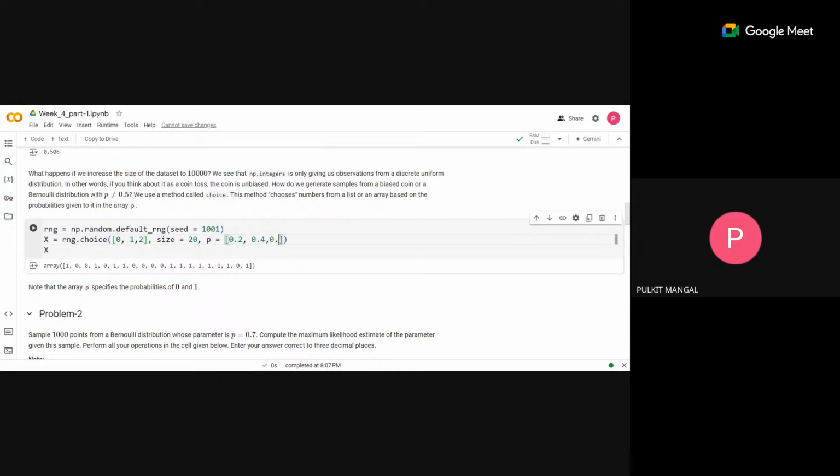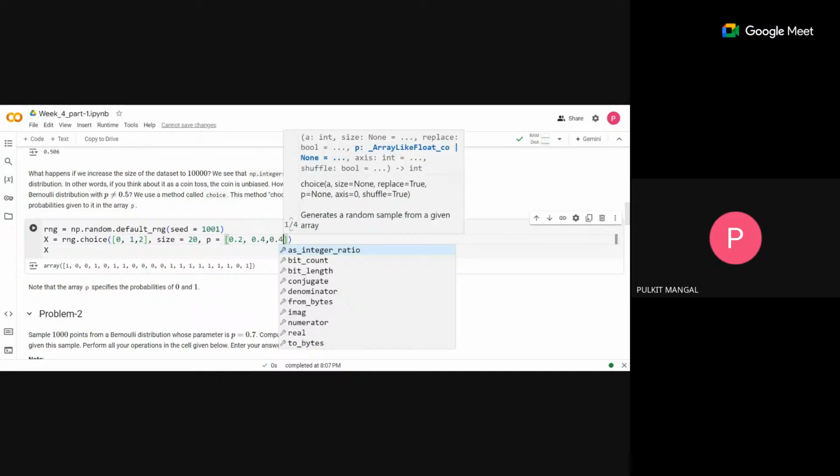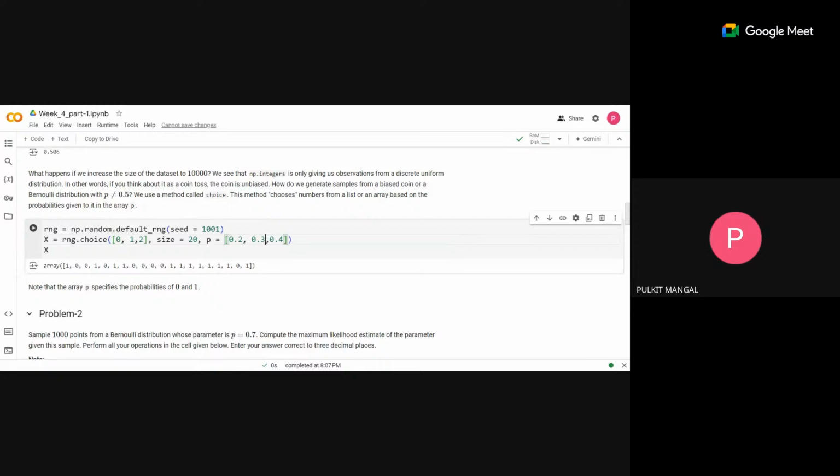Let's use different values. Now 0.2 denotes the probability for choosing 0, 0.3 denotes the probability for choosing 1, and 0.5 denotes the probability for choosing 2. Again, just focus that it should sum up to 1. Now if I run this cell, we will see we got these three values, 2, 1, and 0, based on this probability distribution. Is the choice method clear to everyone?